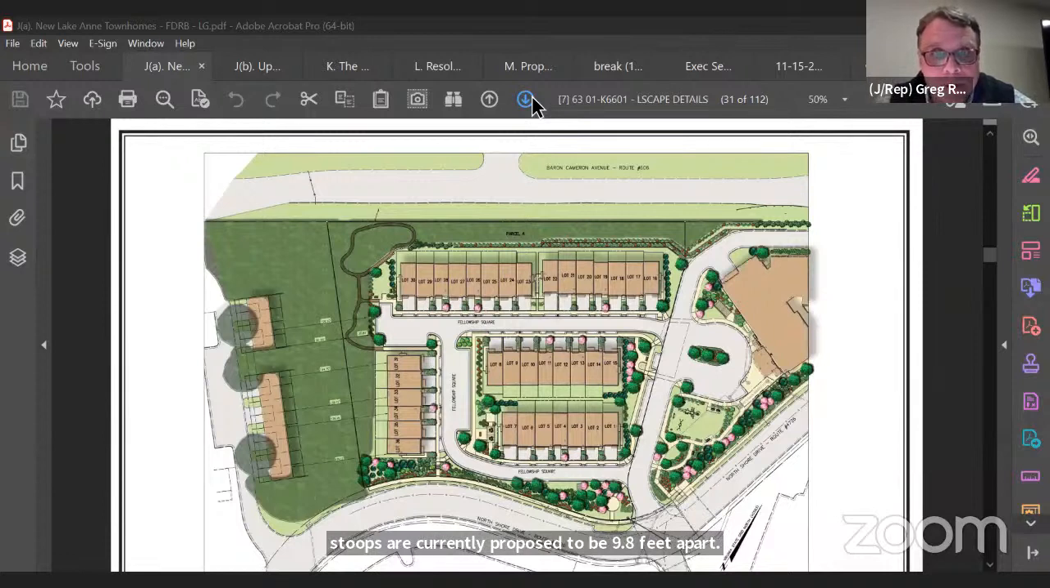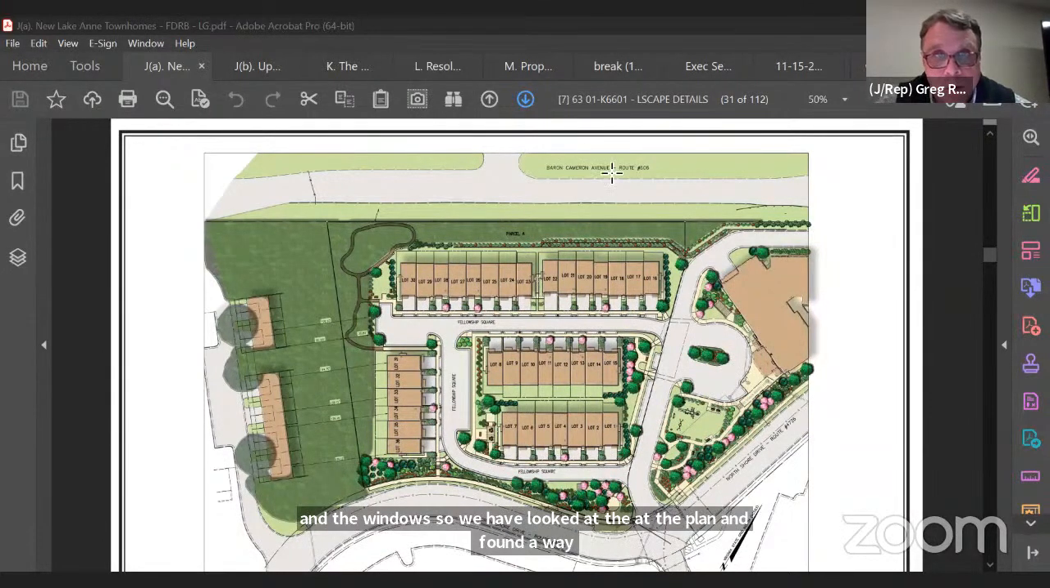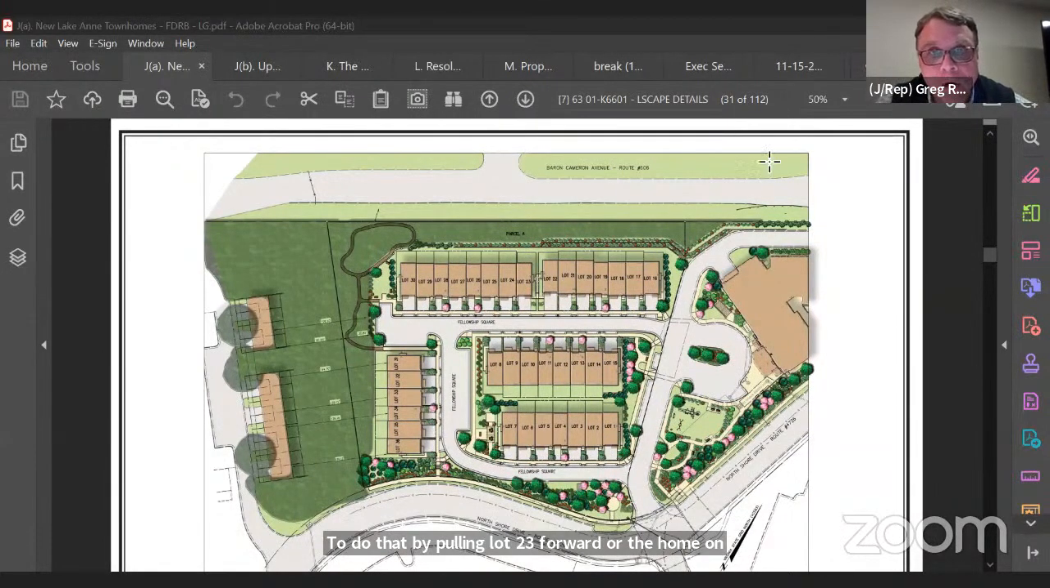So one of the suggestions made by the board that evening was to consider possibly staggering the units to create an offset between the stoops and the projections and the windows. So we have looked at the plan and found a way to do that by pulling the home on lot 23 forward, and pushing the home on lot 22 backward a few feet in each direction. And by doing that, we've been able to offset the stoops and projections and windows, not completely, but to the extent where we think it's addressed the concern.